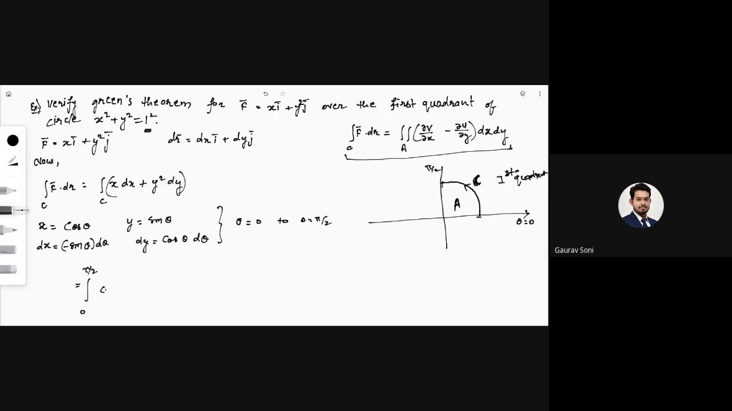What is x? X is cos theta. Dx is minus sin theta d theta, plus y square. This will be sin square. Dy is cos of theta d theta. Let's solve this, 0 to pi by 2.